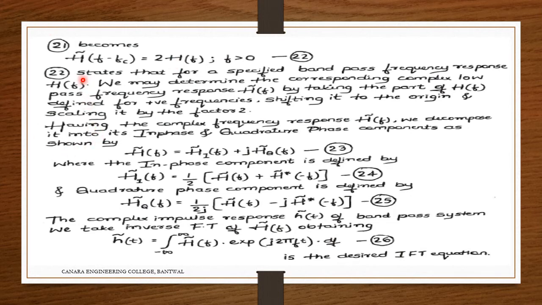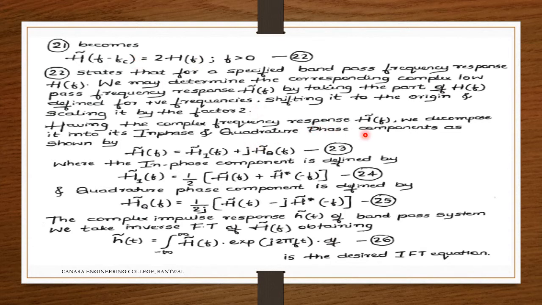This equation 22 now states that for a specified band pass frequency response H of f, we may determine the corresponding complex low pass frequency response H cap of f by taking the part of H of f defined for positive frequency and shifting it to the origin and scaling it by the factor 2. This is what it is trying to say here. So as we know that we are considering only the positive frequency, we take twice of that one, and we are multiplying by 2 and shifting it to the origin. Here we are not considering f minus fc because we are considering the fc as 0.